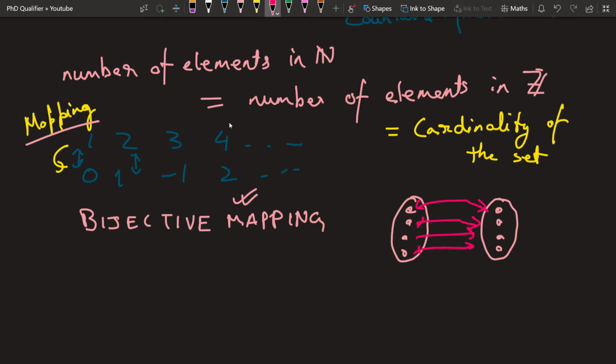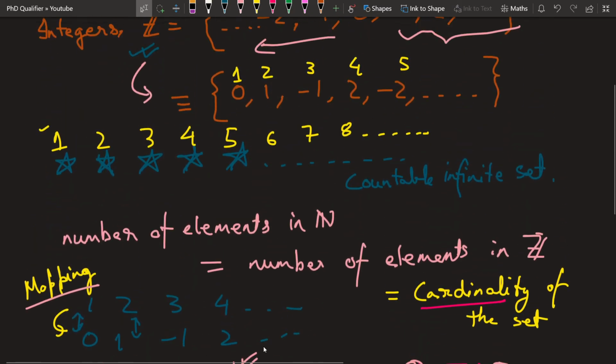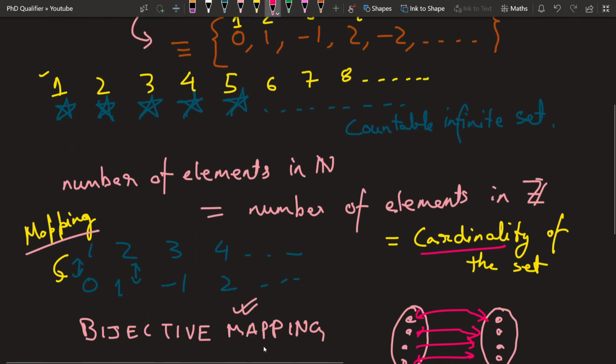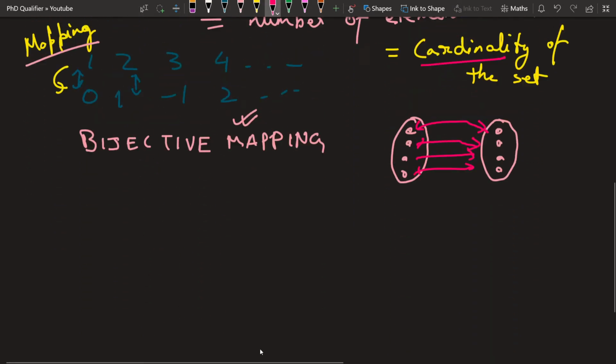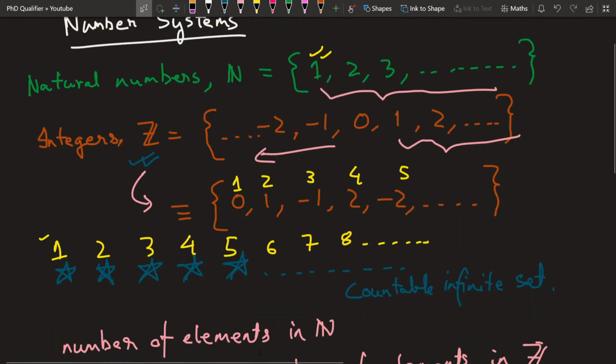And as you can see, this is only possible when the cardinality of these two sets are equal. So when the cardinality of the two sets are equal, it is possible to have a bijective mapping. And this is how we will check whether some other sets are countable or not. Let's see, like this is surprising enough that natural integers are equal in number with the natural numbers.